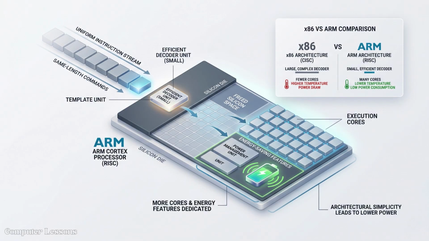In an ARM processor, every instruction is the same length, making the decoding process fast and efficient. Because the chip doesn't need massive decoders, more silicon space can be dedicated to actual cores or energy-saving features. This architectural simplicity is the reason why ARM chips consume less power than their x86 counterparts.